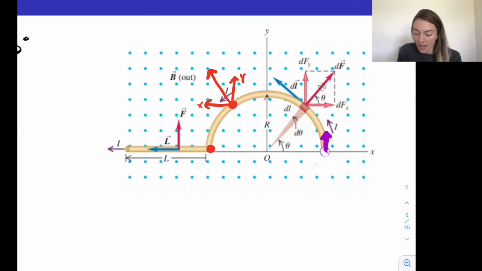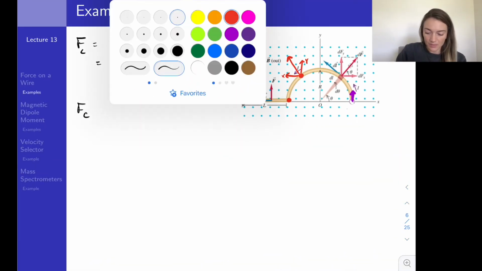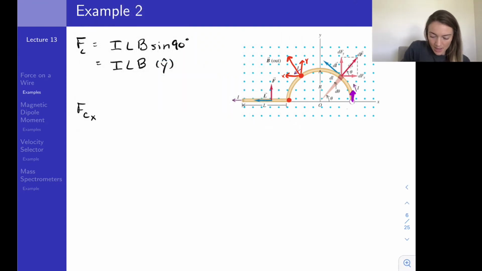You can see that the x component at every single point along this semicircle will be canceled, and only your vertical components will end up adding. So our x component, we can argue by symmetry, is 0. So we'll say F of the curved part in the x direction is 0.